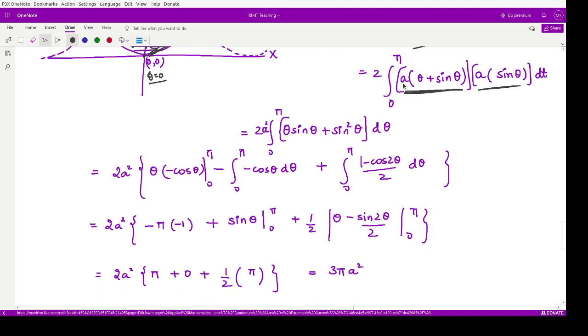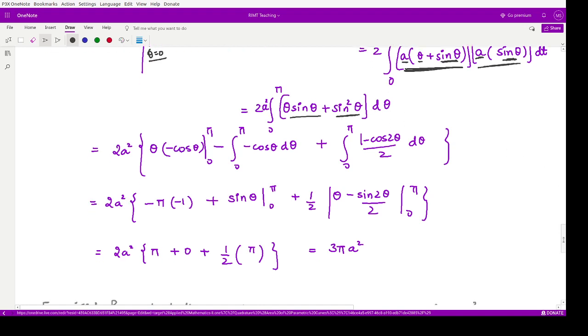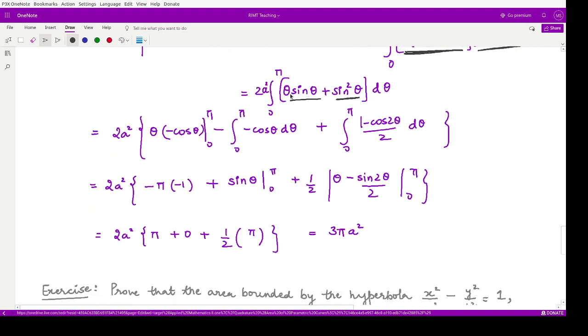Firstly we'll multiply the terms: a into a, that would be 2a square, 2 is present over here, and theta into sine theta is the first term, then sine theta into sine theta, that is the second term, sine square theta. Now we can perform this integration. For integration of the first term we have to apply integration by parts, first function and second function. Integration of this term would be first function as such, integration of second, minus integration of derivative of first term, that is 1, into integration of second, that is cos theta d theta.